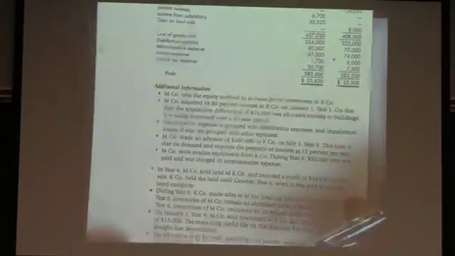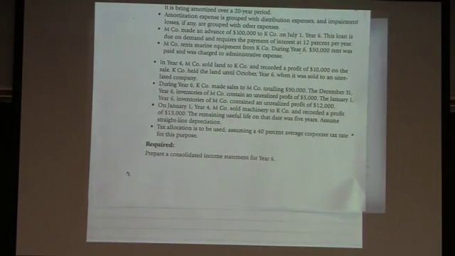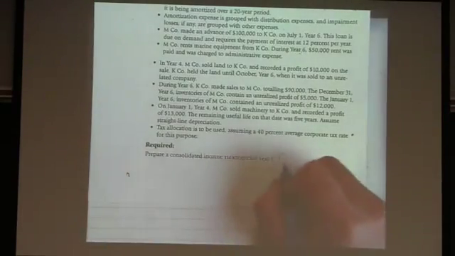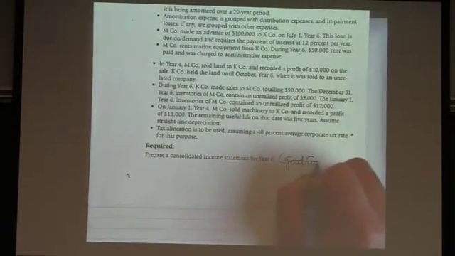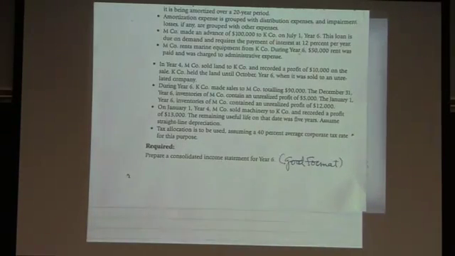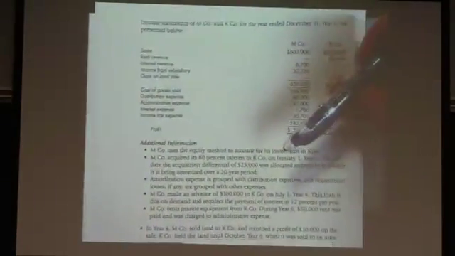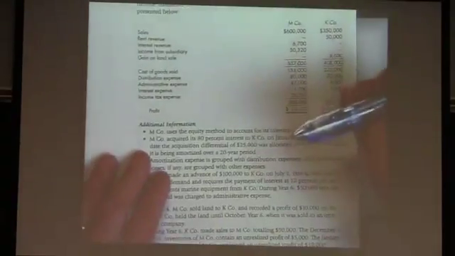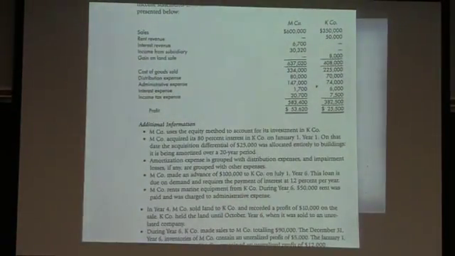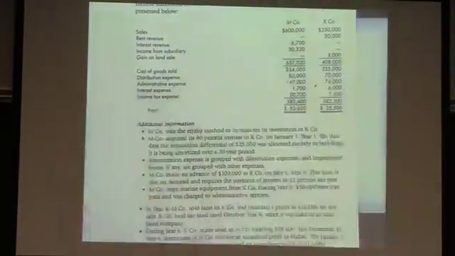Now, we're going to go through the question, but let's take a look at the required. The required says prepare a consolidated financial income statement for year 6. This probably means they want a good format. It doesn't say calculate, it just says prepare an income statement in good format. Okay? So let's look at the question. The question says that the two companies are M and K, and these are the financial results for year 6.